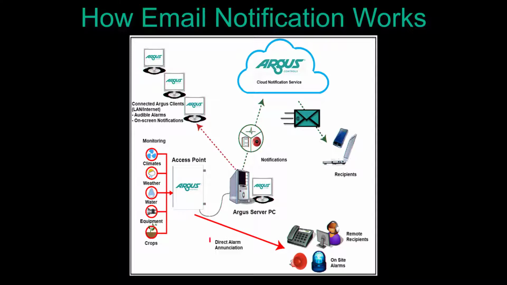Please note, direct alarm annunciations originate from the alarm contacts inside the access point, while email notifications and on-screen alarm notifications are sent from the Argus Server PC. Email notifications via the Argus Server PC can be used in addition to direct alarm annunciation, but should never be used as a substitute. At present, you can configure 3 types of email notifications.